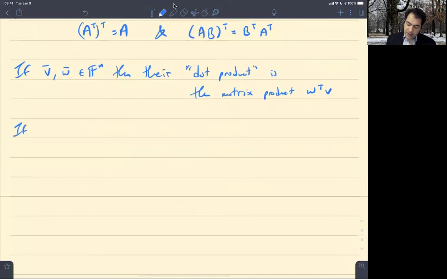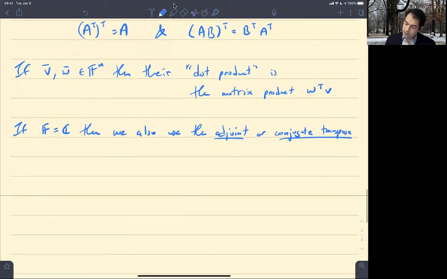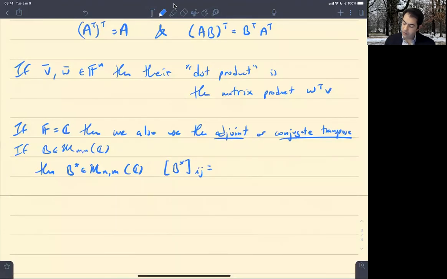Right, but now let me mention that if the field is the complex numbers, then we also use the adjoint, or conjugate transpose. So if B is an m by n matrix with complex entries, then B star is the n by m matrix with complex entries, where the ijth entry of B star is little b_ji, complex conjugate. So that's why it's conjugate transpose. So you transpose, you change the order of the indices, and then you take a complex conjugate.